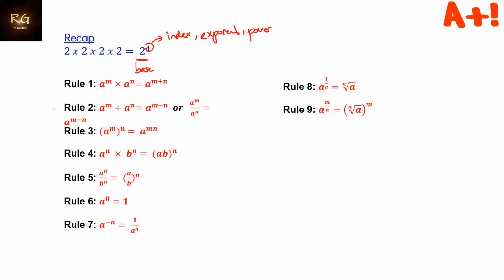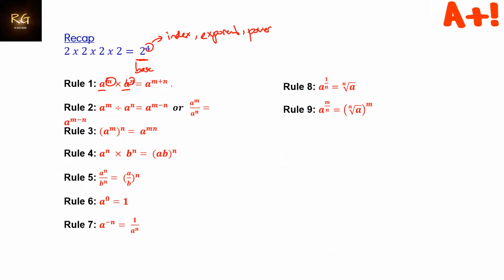There are a few rules that we need to remember when we want to solve questions that involve indices. So here I've listed 9 rules. In rule 1, it is stated that whenever we want to multiply indices that involve the similar base with different power, we can simply write down the base and then add up the power together. In this situation, the base is a, which is similar to each other, and the power is different, so we write the base a and add up the power together, which is m plus n.